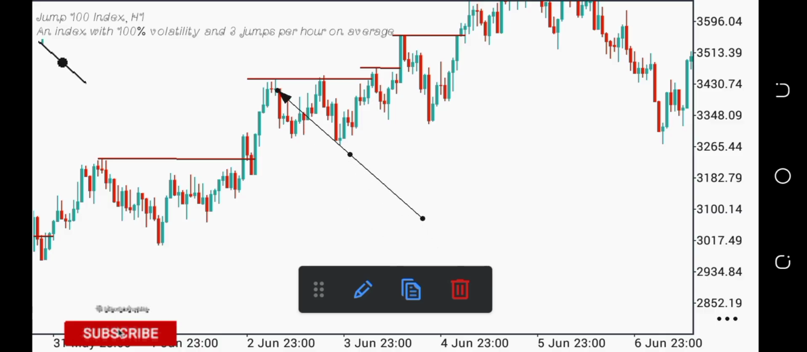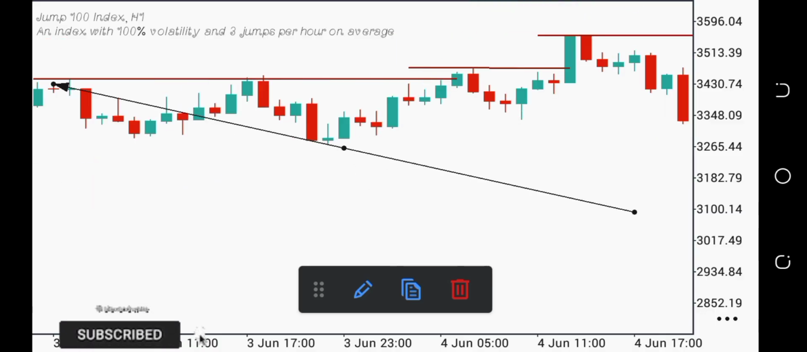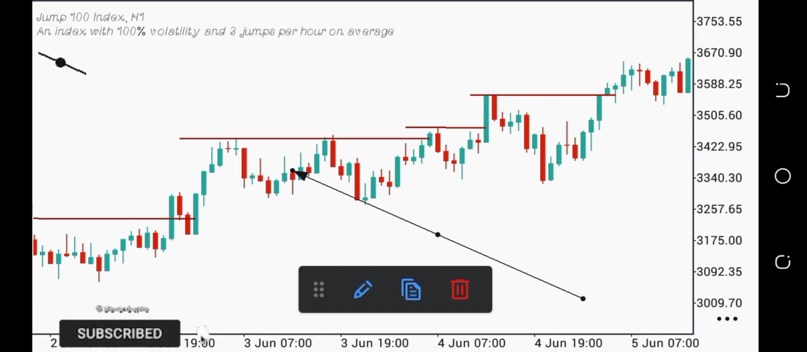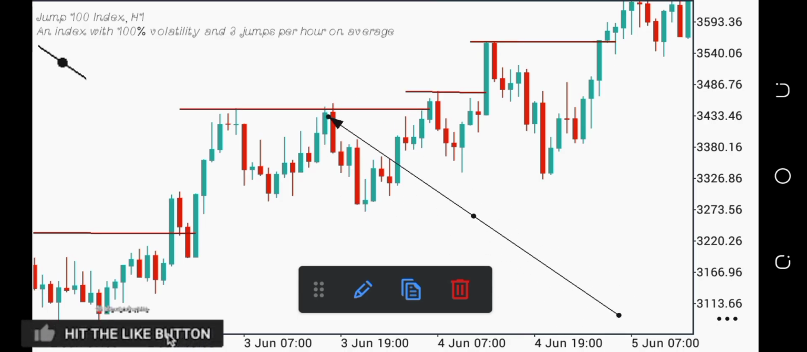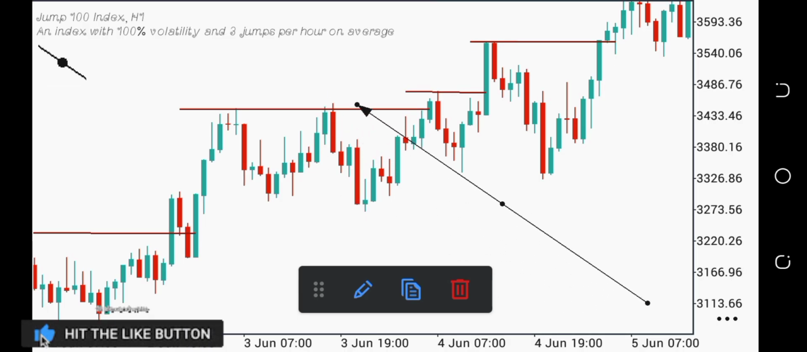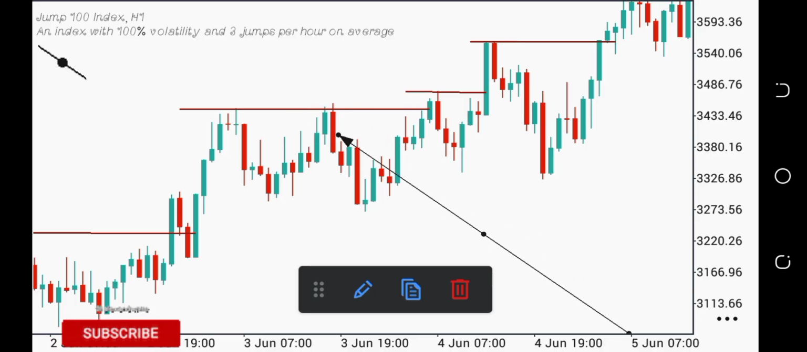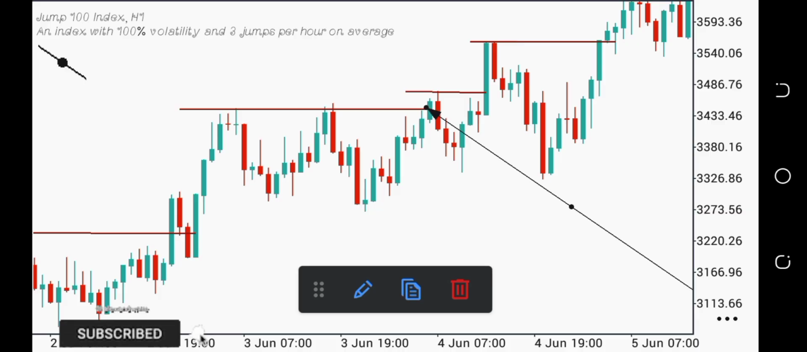Price also came here and gave us a high. Watch what happened here. Watch. But price came here and gave us a wick. This is not a clear break of structure. This is not a break of structure. So now, where did the break of structure happen? The break of structure happened right here.